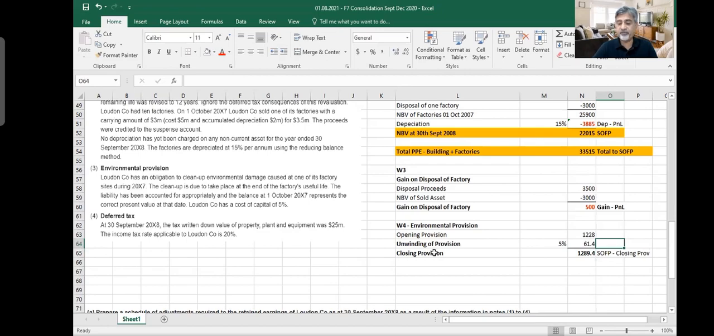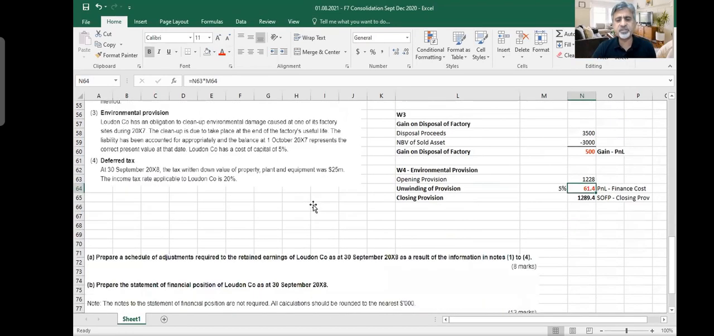And this 61.4 will go to my P&L as my finance cost. You call it interest expense or finance cost, whatever. This 61.4, again, will go to the income statement. This is going to impact my retained earnings. Clear? Nothing else. It was rather simple.